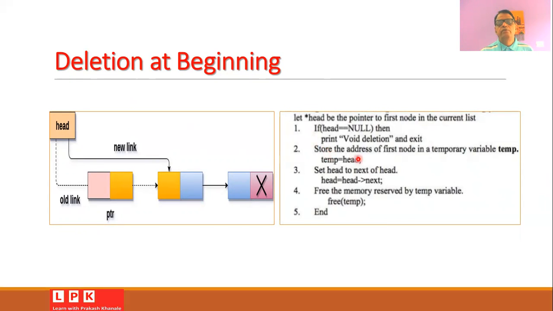Otherwise, we will store the address of the first node in a temporary variable by using the statement temporary = head. Then we will set head to the next of the head by using the statement head = head->next, so that the head will point to the second element instead of the first element. And now we can remove the first node from the memory.